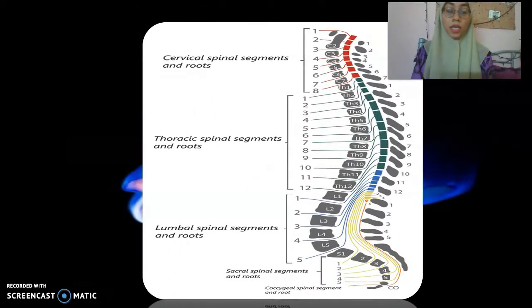So lastly, this is the example of our spine. From the cervical, we have C1 until C7, and next is thoracic, which is T1 until T12. Next is lumbar, L1 until L5, and then the sacrum. And lastly, the smallest part of our spine is the coccyx.